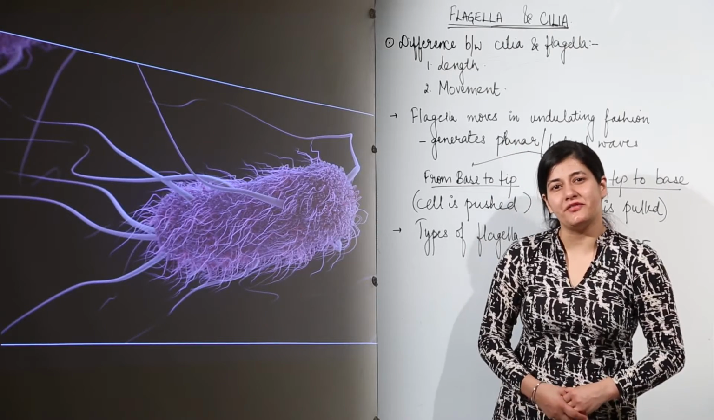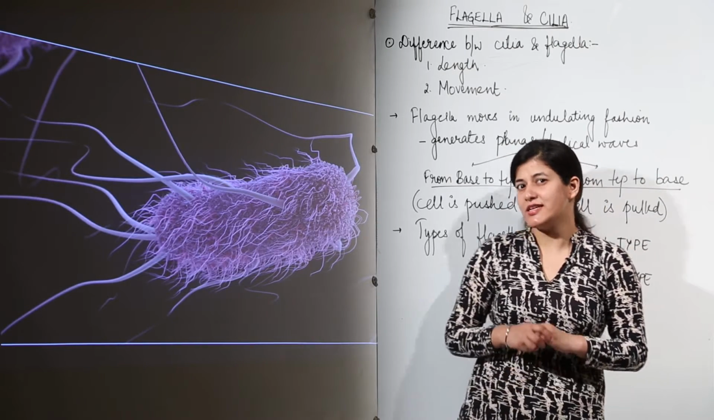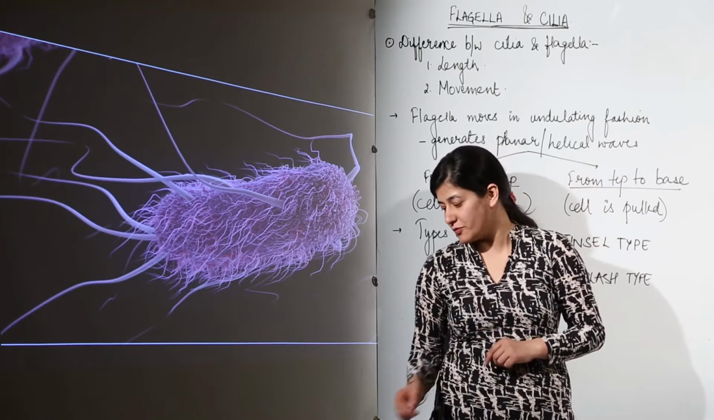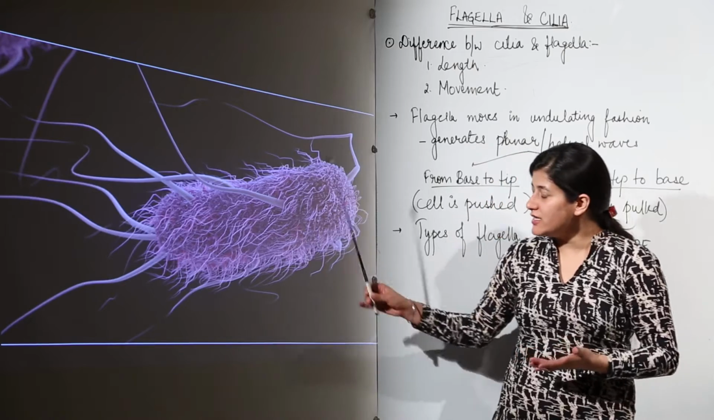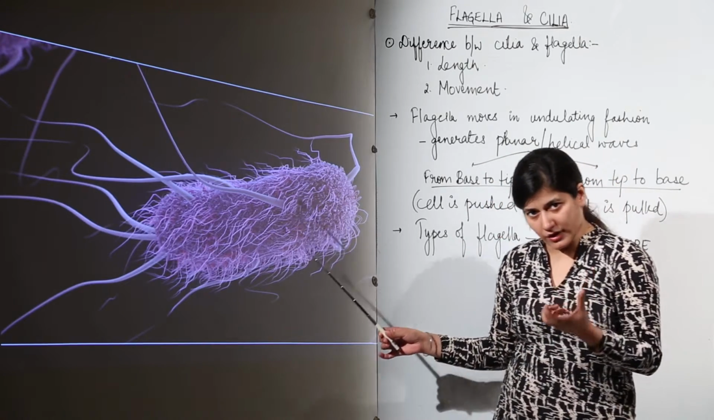Now the next organelle that we are going to take into account is cilia and flagella. These are hair-like projections which are present on the free surface of the cell, as you can see over here. These are whip-like organelles basically.